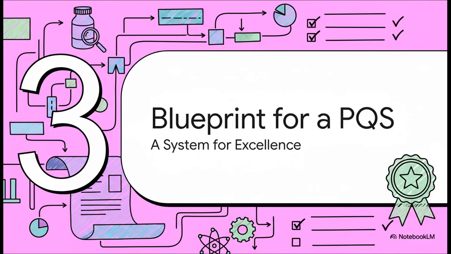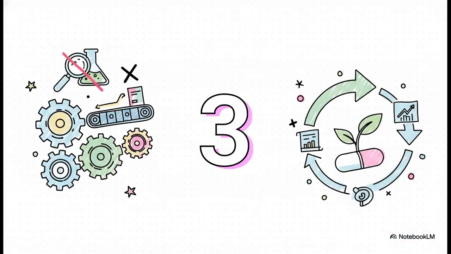So let's get into the nitty-gritty of the model itself. I want you to think of ICH Q10 as the architectural blueprint, the actual plans for building an exceptional quality system inside a company. And just like any good blueprint, it all starts with a very clear purpose.